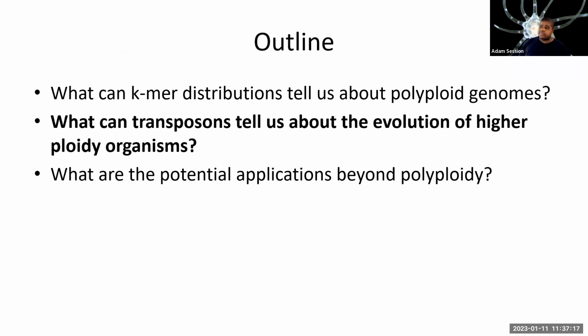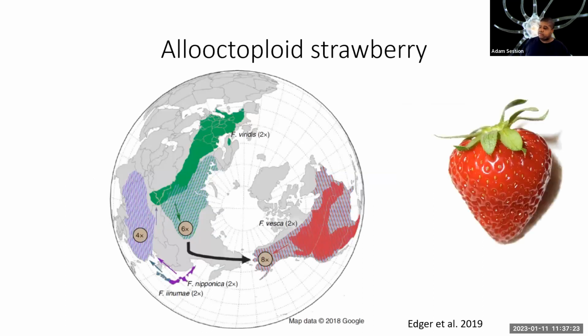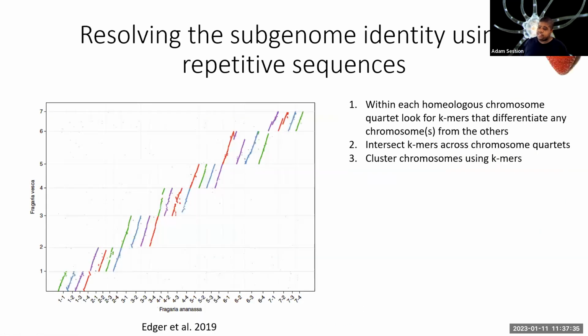So next, what can transposons tell us about the evolution of higher ploidy organisms? For this, I want to use strawberry as an example. For those who may not be familiar, strawberry is an allo-octoploid. And there's a wide radiation of diploid, tetraploid, and hexaploid strawberries which are studied. However, in the initial analysis of the strawberry genome, subgenomes were called based on alignment, looking at the closest diploid relative species.